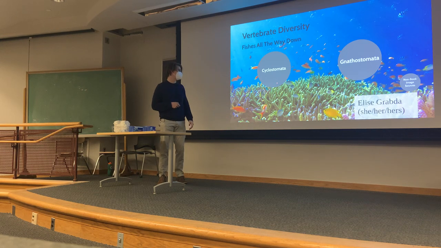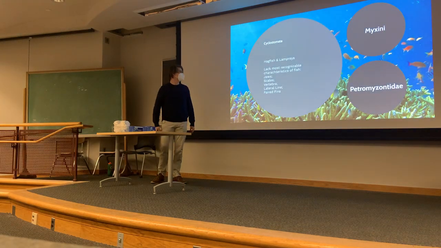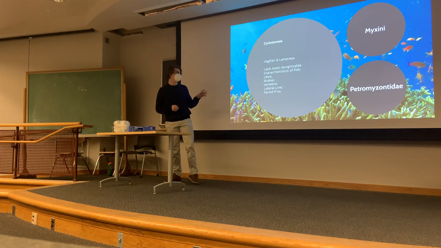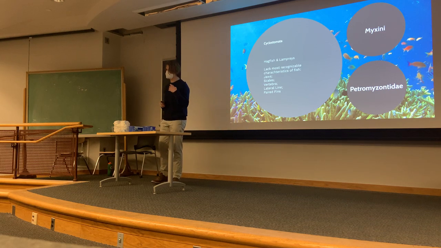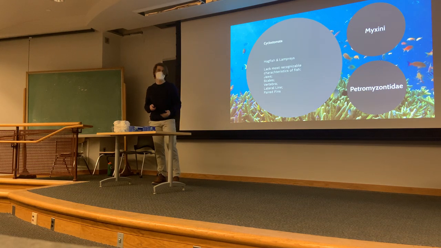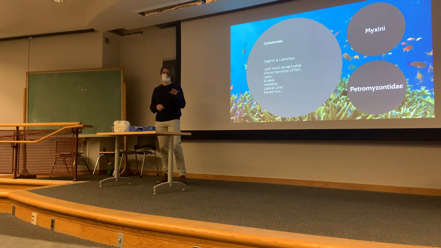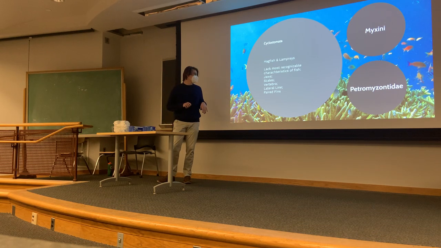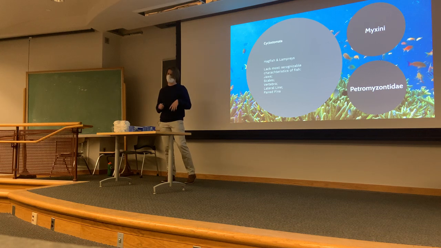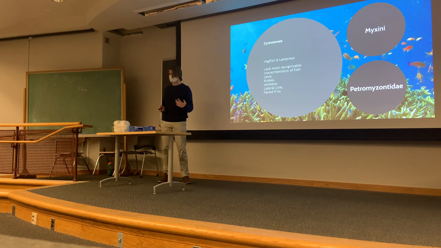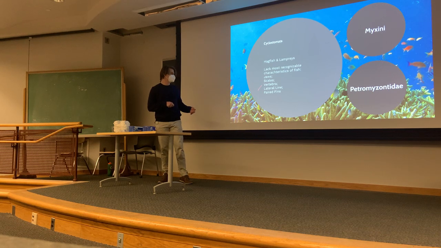The cyclostomata are the hagfish and lampreys. You'll see why they're called hagfish in a second. Not the most charismatic looking organisms. And lampreys, slightly more charismatic, but still pretty creepy. And they lack most of the recognizable characteristics that you think of as fish. They are still fish. They just don't look like fish.